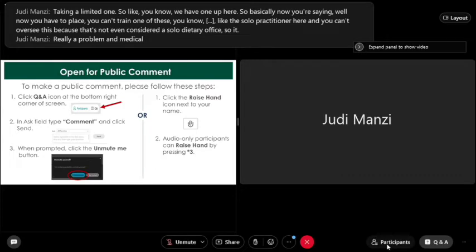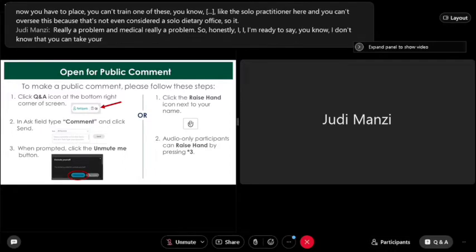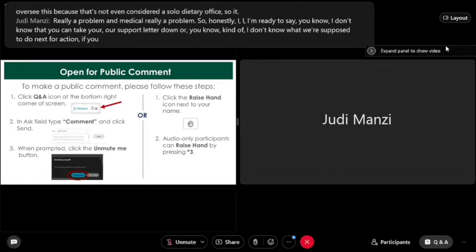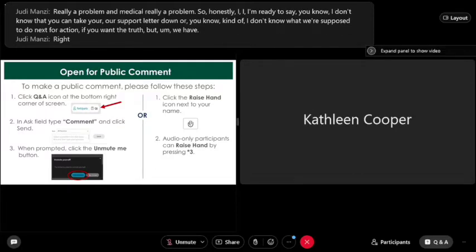So honestly, I don't know that you can take our support letter down, and I don't know what we're supposed to do next for action, if you want the truth. Yeah, because at this point the bill's passed, right? So right. We need to meet and figure out how this is an issue.